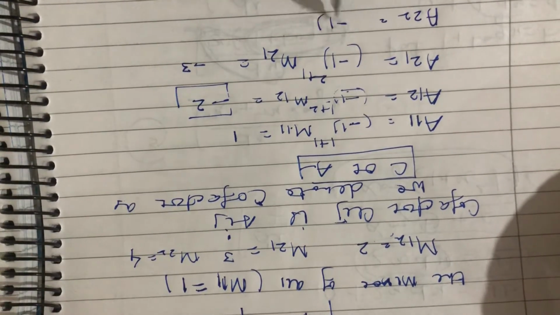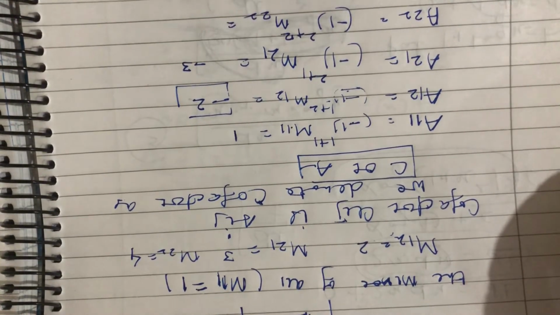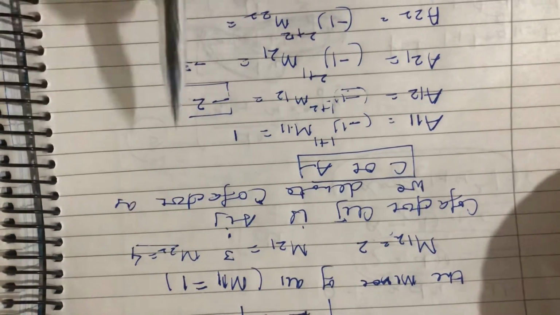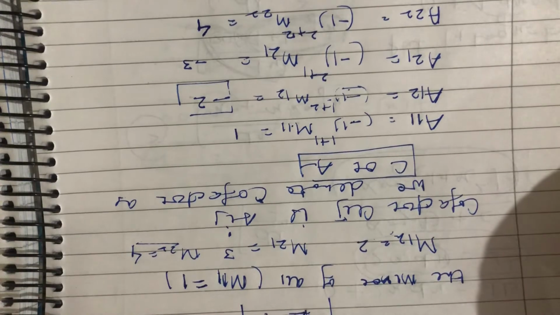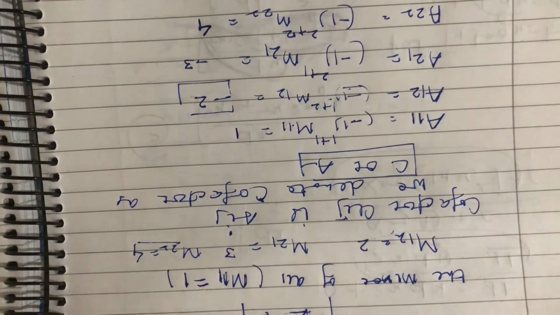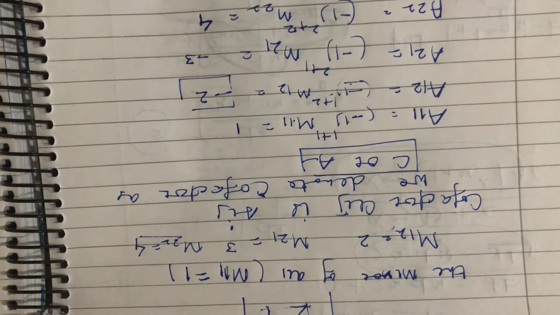A22 is (-1) raised to power 2 plus 2, then M22. Minus 1 raised to power 4 is plus. Then the value of M22 is 4. So this is how we find the cofactor of a given determinant. Clear? Take one more example.